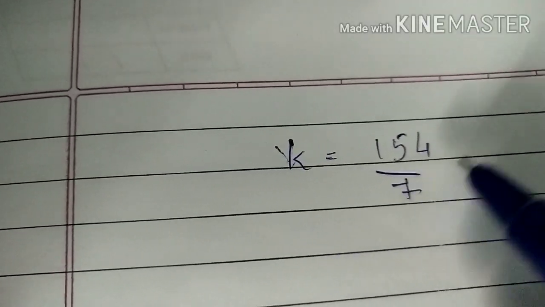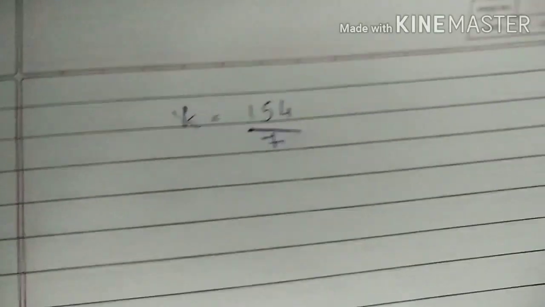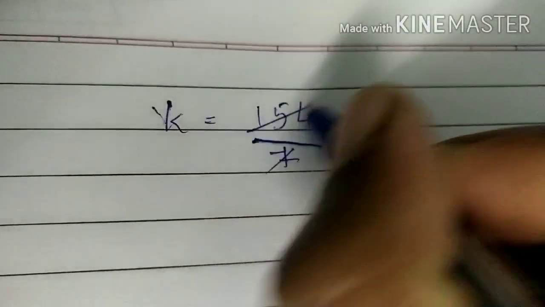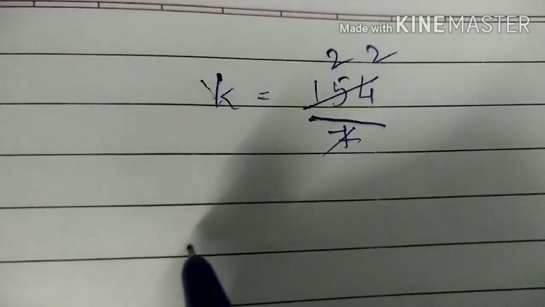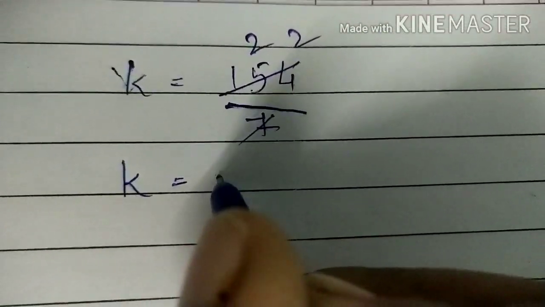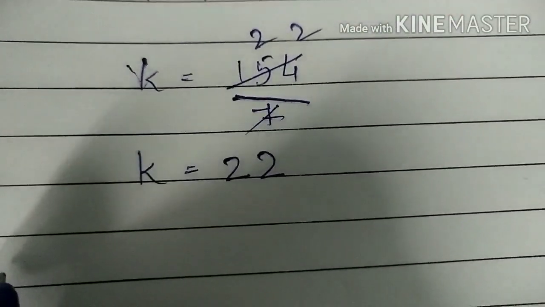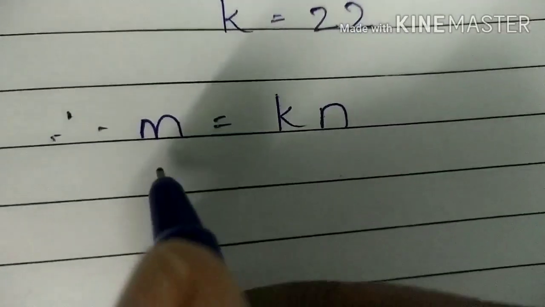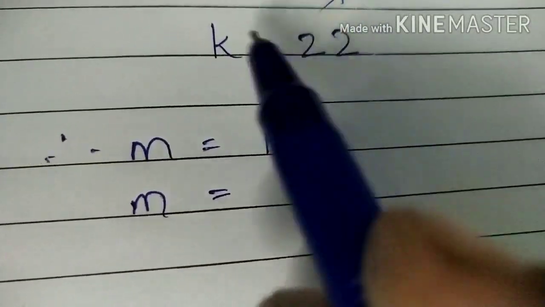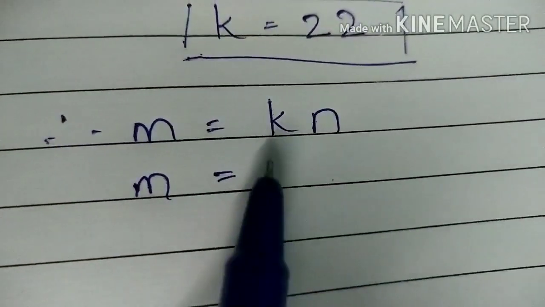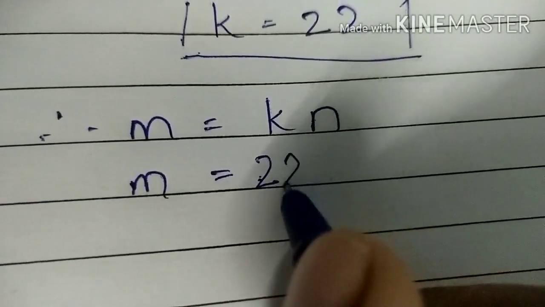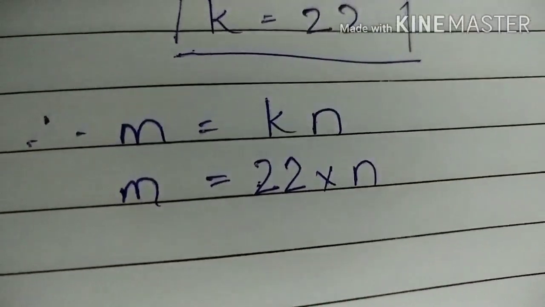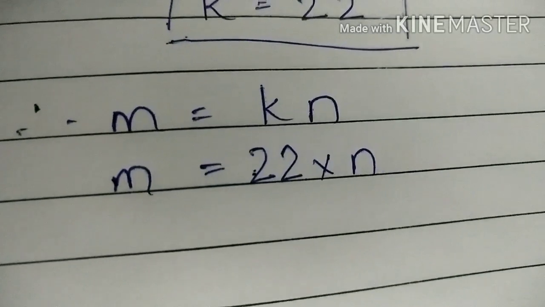154 upon 7. Cancel this. How much will you get? 2 sevens are 14, 2 sevens are 14. Therefore k is equal to 22. Now the equation m is equal to kn will actually become what? m is equal to, k's value is what? 22, correct? So this 22 I am going to substitute in place of k. m is equal to 22n.